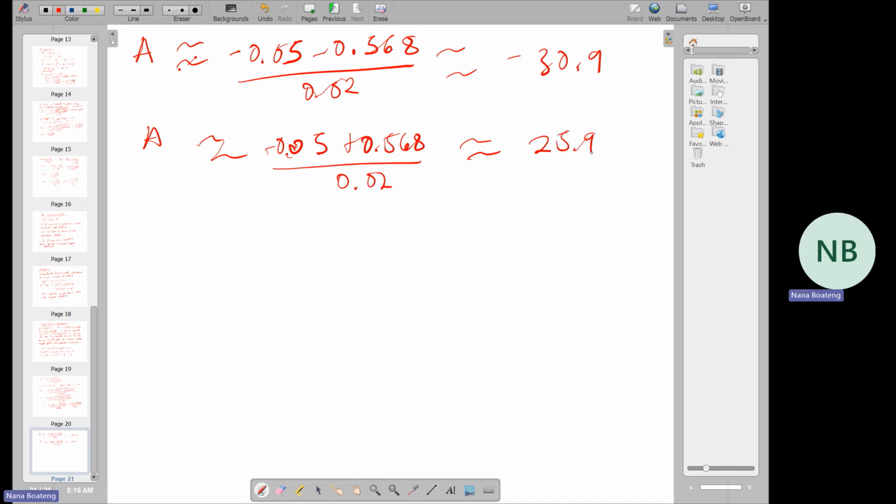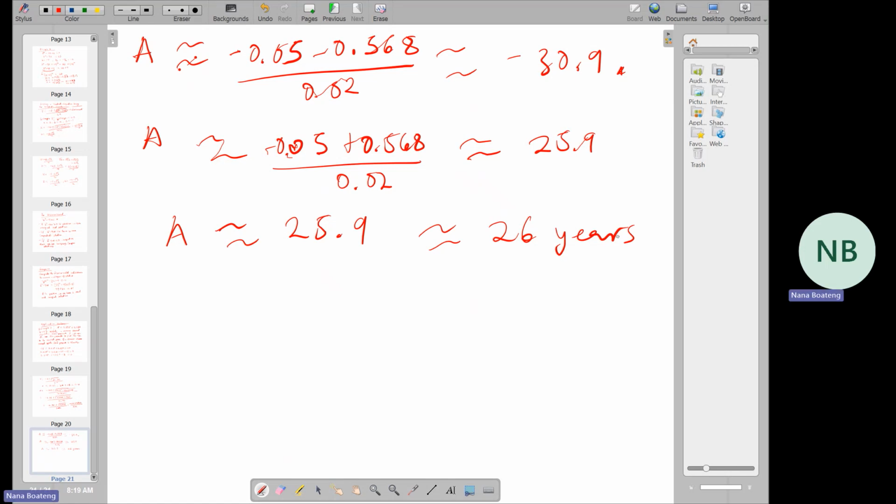Right. The age of a human being cannot be a negative number, right? So the negative number is not part of the solution. So a is approximately equal to 25.9 will be our solution. The age of 25.9 will be our solution. So nearly 26 years. So the individual is nearly 26 years.